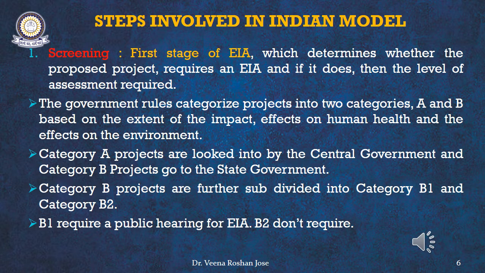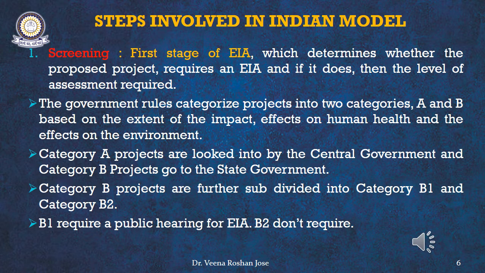And how this has been classified is according to the extent of the impact. So to what extent this particular project may have an impact. It can be either effects on human health or effects on the environment. Category A projects are looked into by the central government and category B goes to the state government. This is how it is.